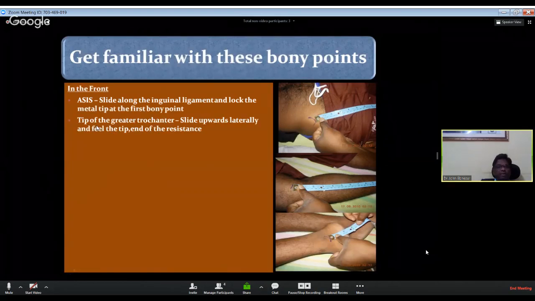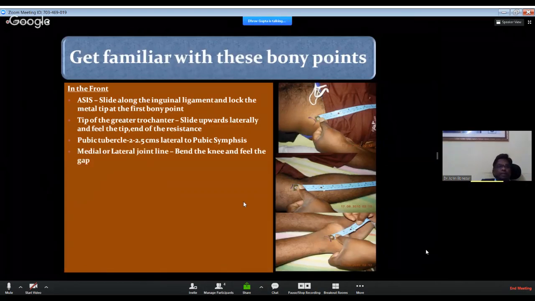So please understand that. Then you have to mark the tip of the greater trochanter. How do you mark the tip of the greater trochanter? You have to slide upwards laterally and feel the tip, that is, the end of the resistance. That is the tip of the greater trochanter. Pubic tubercle: it is about 2 to 2.5 centimeters lateral to the pubis. This is the pubis, and just 2 to 2.5 centimeters lateral is the pubic tubercle.